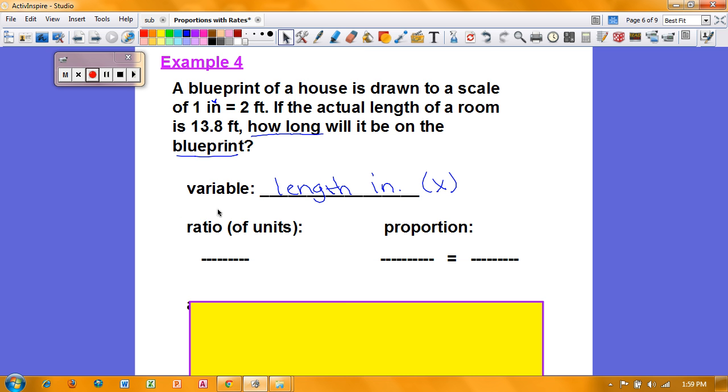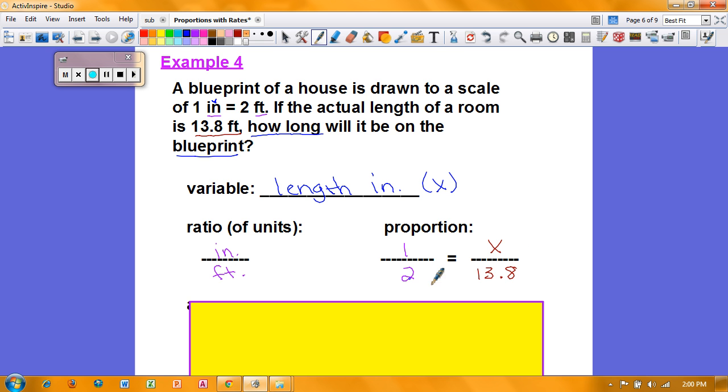Now we want to set up a ratio of units. So our units here, we have inches and we have feet. So I'm going to put inches on top and feet on the bottom. And then 1 inch to 2 feet. Again, inches on top, feet on the bottom. And it wants to know how long the blueprint would be if the actual length is 13.8 feet. So feet on the bottom. So that means this is what's missing.